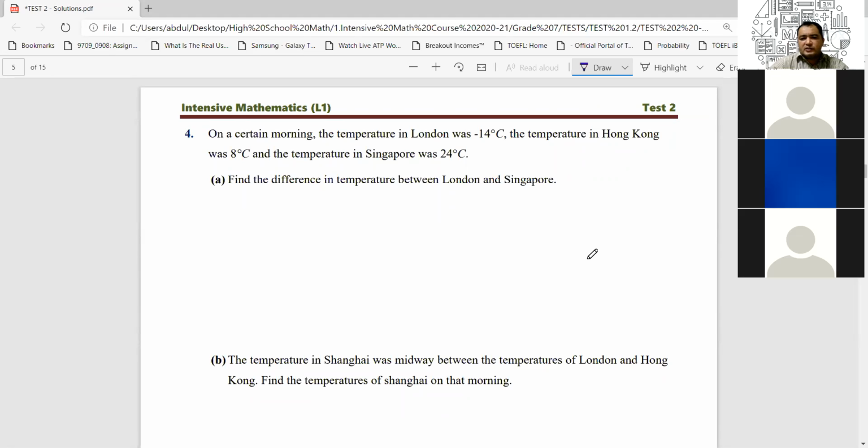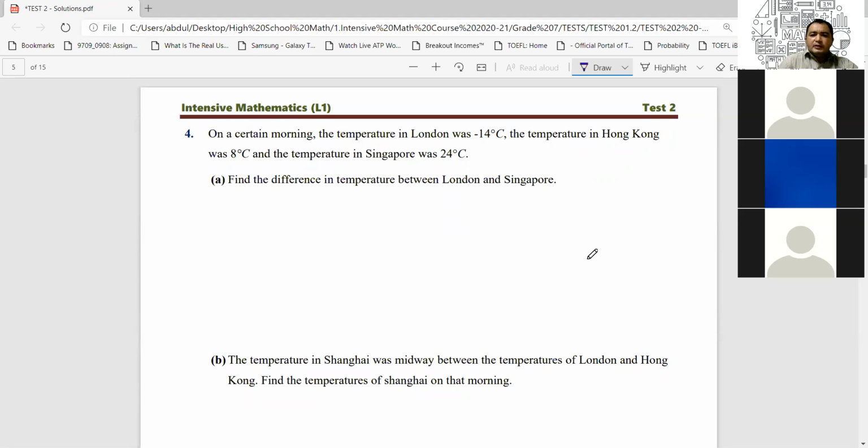So we are talking about a certain morning. Let's say I'm living in Singapore and Adilhan is living in London, and maybe Celine is living in Hong Kong, and we are friends with each other, and we just ask the temperature, okay? Adilhan says in London right now it is negative 14. In Hong Kong, Celine says it is 8 degrees Celsius. And I say that in Singapore now it is 24 degrees Celsius, because in Singapore the minimum temperature is always 23, 24. It's never below this temperature.